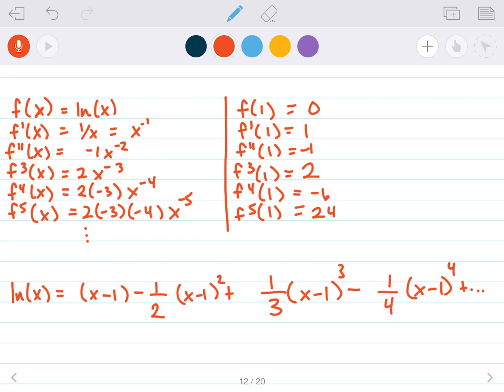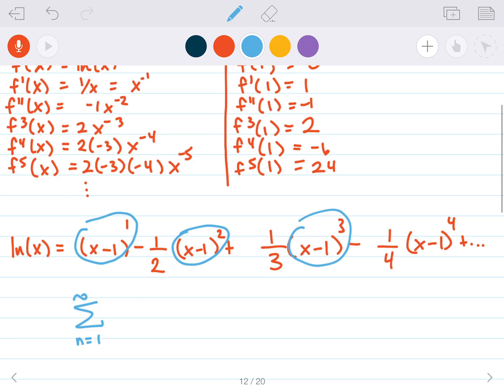Okay. So, can we write this in terms of n? I think we can, because notice that in each of these terms, in this term we have x minus 1 to the 1, here we have x minus 1 to the 2, x minus 1 to the 3. In other words, x minus 1 to the n, right? So this is going to be the sum as n starts at 1, goes to infinity, of x minus 1 to the n over what? Over n, right? Because this first term is over 1, we don't write it. This second term is over 2. This third term is over 3, over 4, so this is over n.